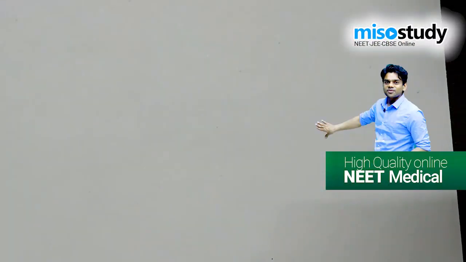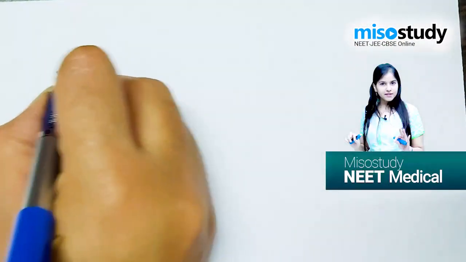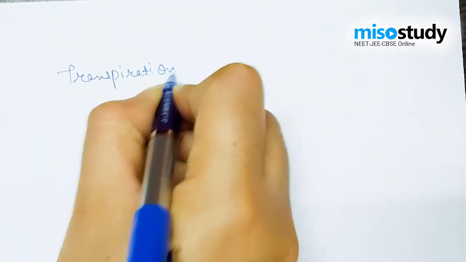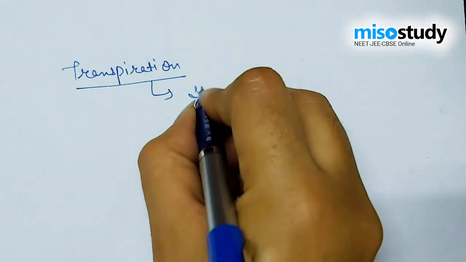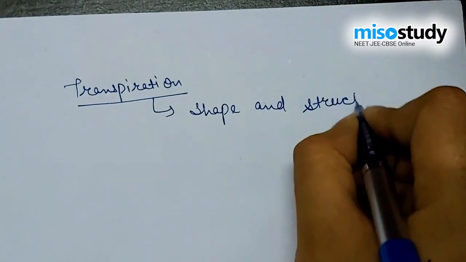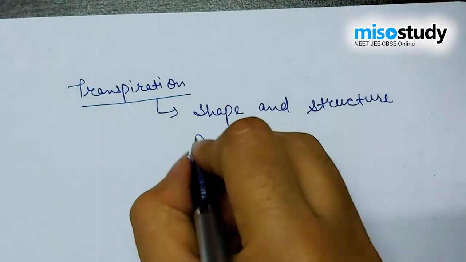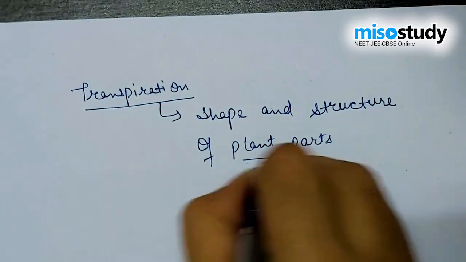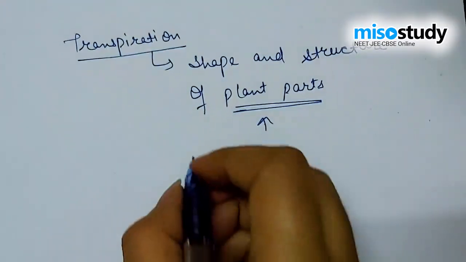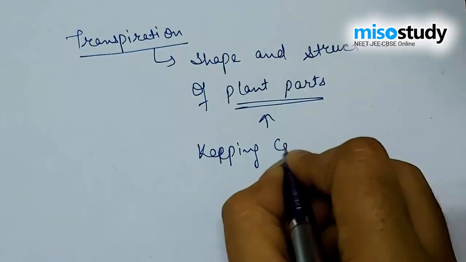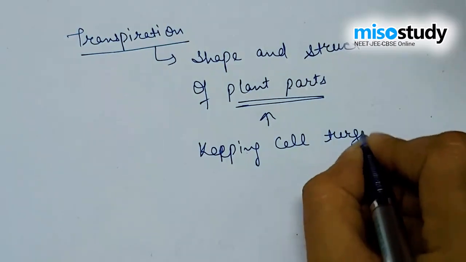Transpiration also helps in maintaining the shape and structure of plant parts by keeping the cells in a turgid position.